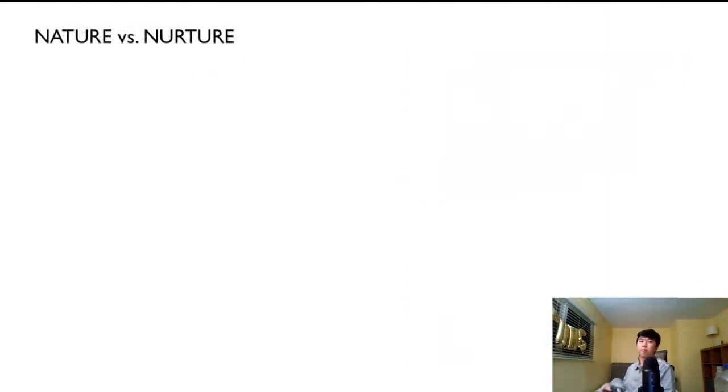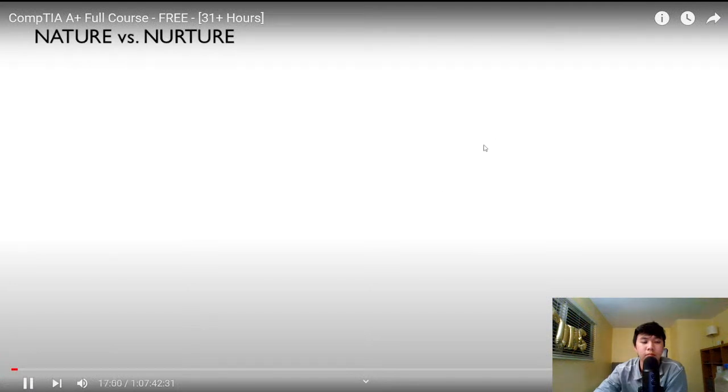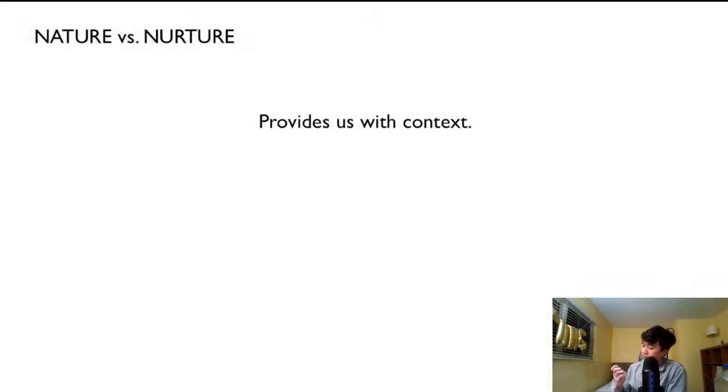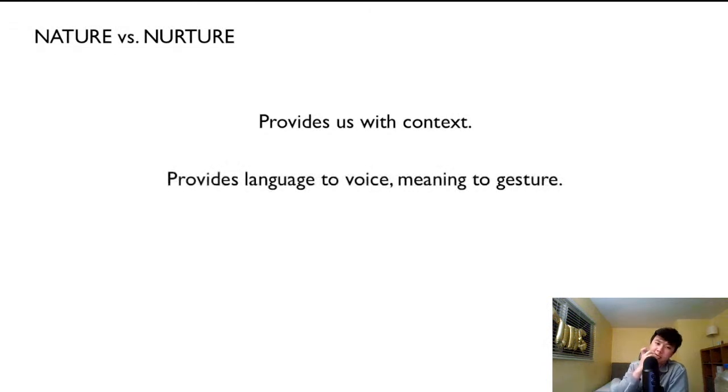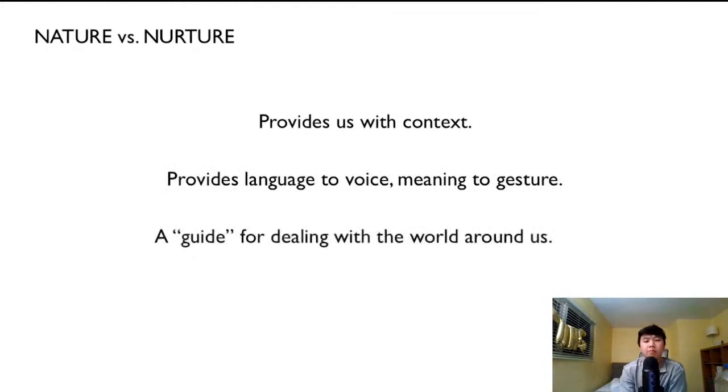Finally, we have this whole nature versus nurture debate, right? We have our bodies, we have our brains, but unless there's something telling our brains how to use all of this stuff, it's pretty pointless, right? This nature versus nurture, what we learn, this is our context. This is how we embrace the world. It provides us with language to go with our voice, meanings to go along with our gestures. And it's a guide for dealing with the world around us. And in computers, this is what software does.